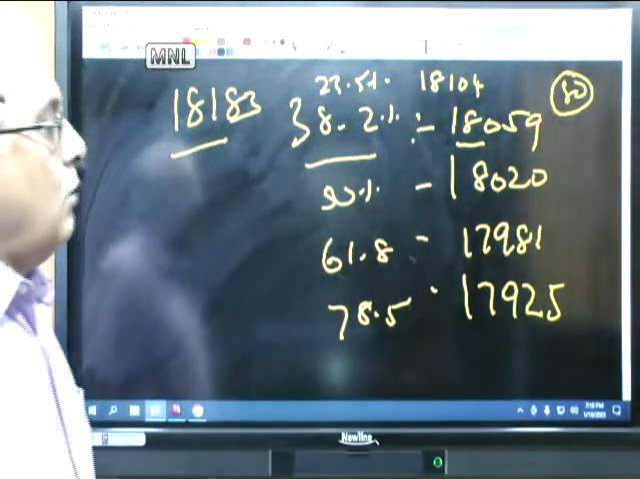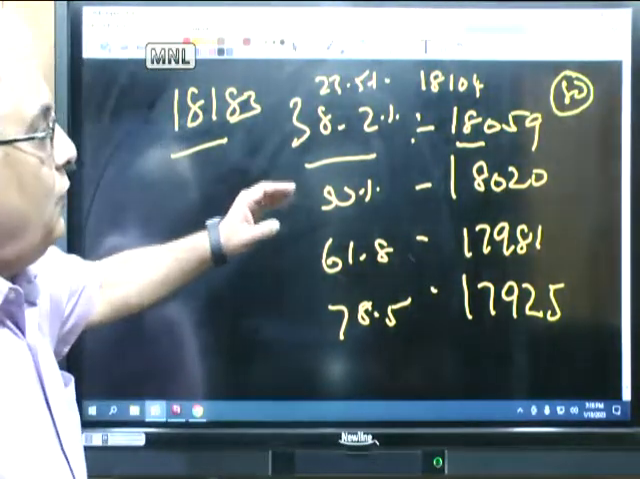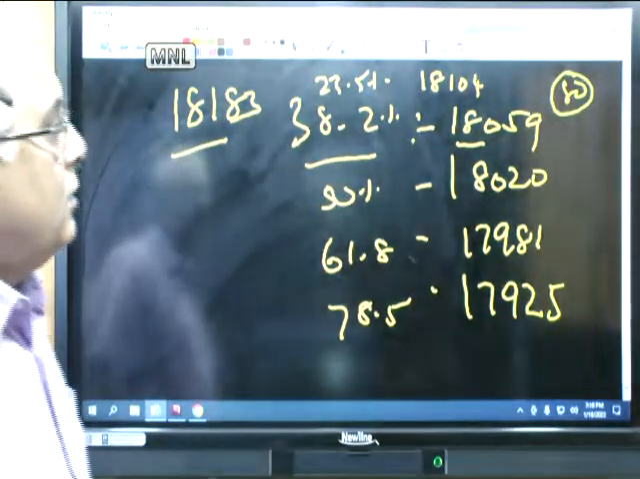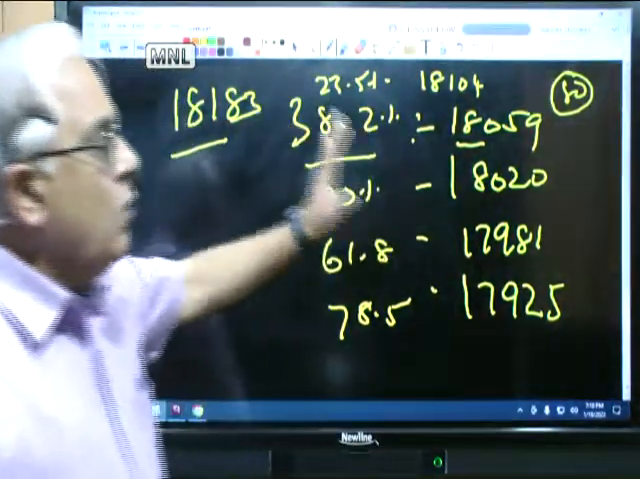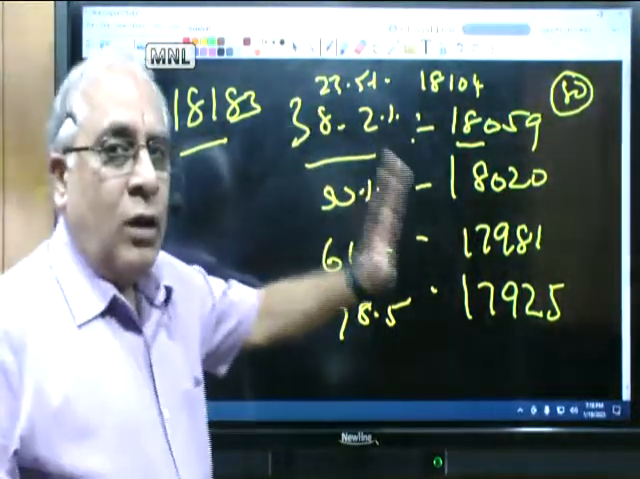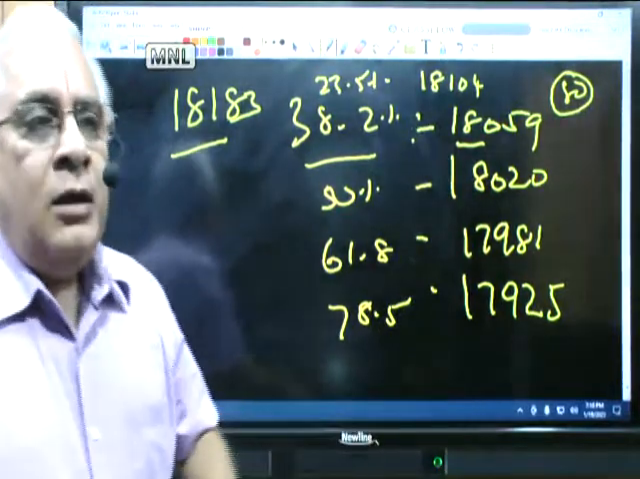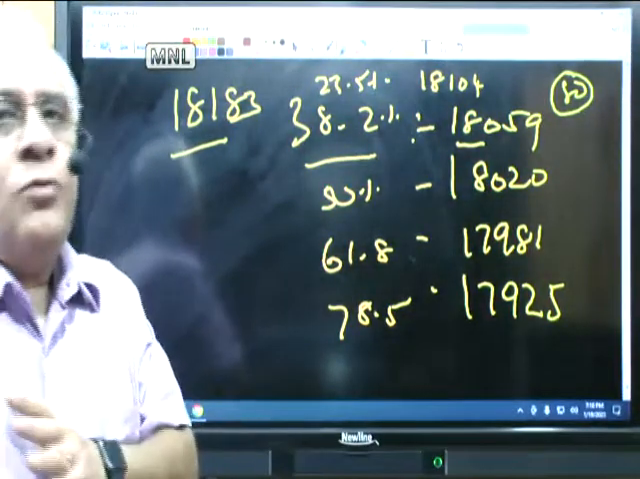Now, the 38.2% retracement is 18,059, 50% is 18,020, and 23.5 is 18,104. So we will look at all these levels right now. Look at the chart on an hourly basis. Then you can decide what type of trading plan you could have had today, and what you could have tomorrow.